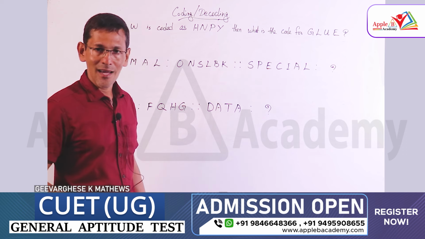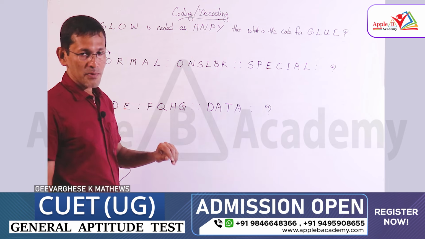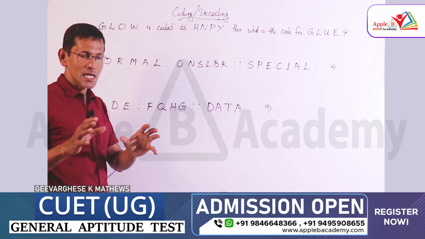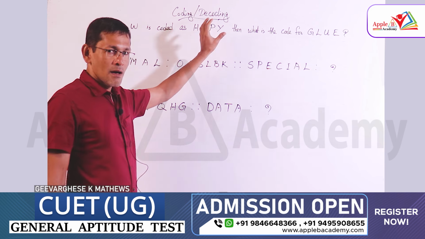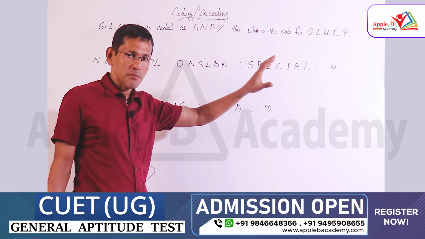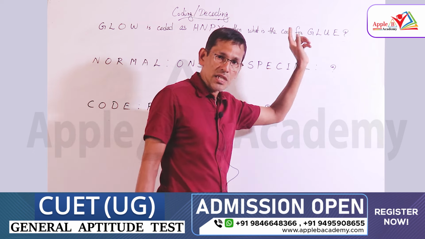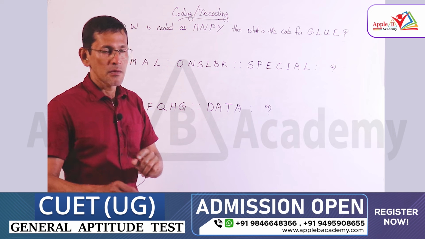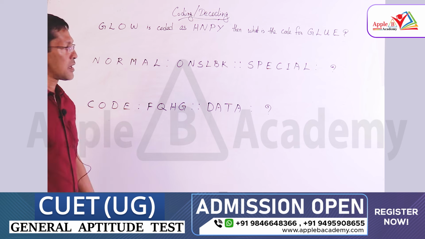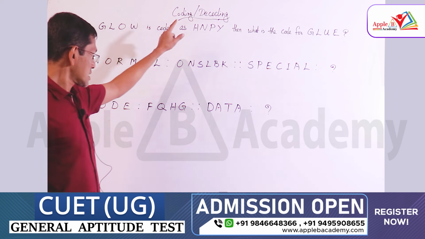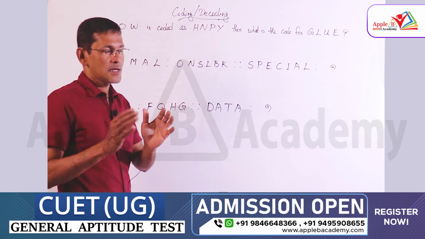One of the interesting areas in logical reasoning is coding and decoding type of questions. So coding and decoding, basically one word is coded as some alphabets or some numbers, whatever it is. Then you may have another word given. So you need to code that second word based on what kind of a pattern there is in this word and its code. So this GLOW is coded as HNPY.